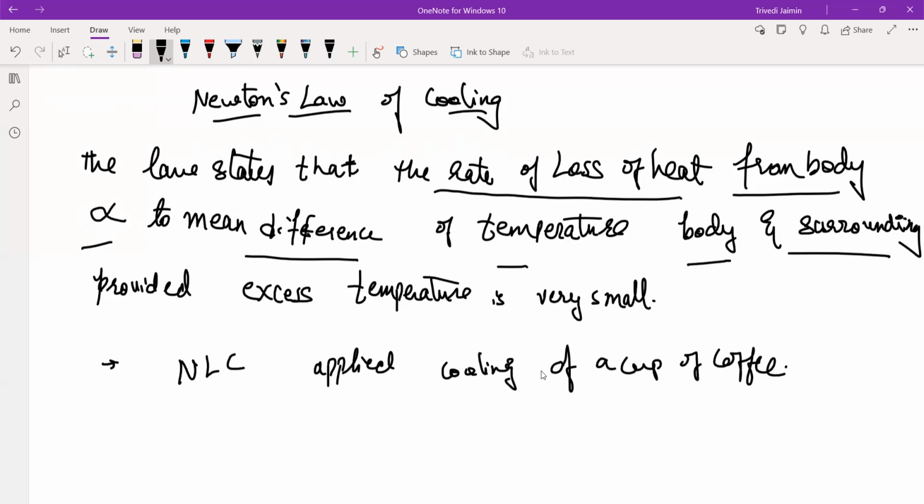Or any other example we can say? Even from walls in hot summer, the same thing is happening: loss of heat from the walls of the room. So many examples we can say.